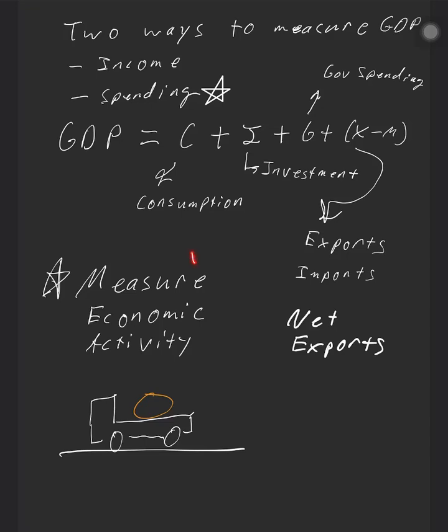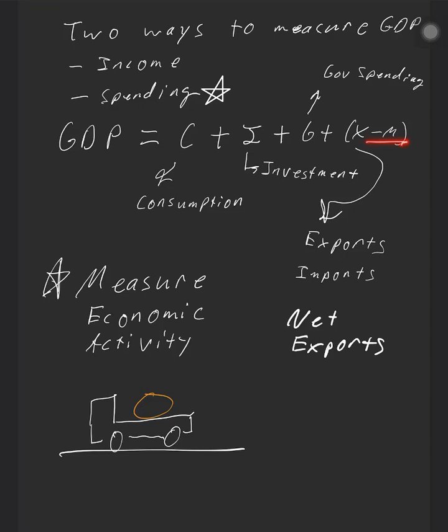But if what I'm trying to do is measure economic activity, what do I need to measure? I need to measure the things that we're producing. What are the things that we're producing? We're producing things that are being consumed here, that we also produced here, things that our businesses are investing in here, things that governments are purchasing that are produced here, things that other nations are purchasing that are produced here.